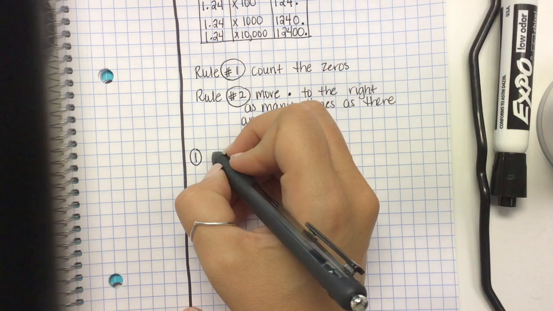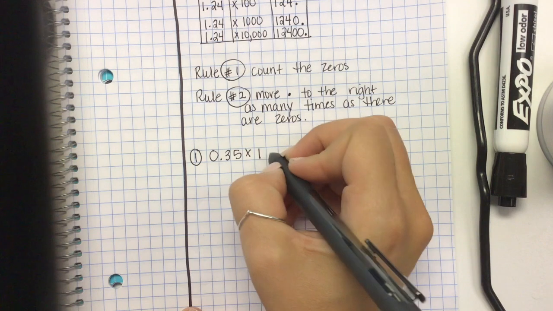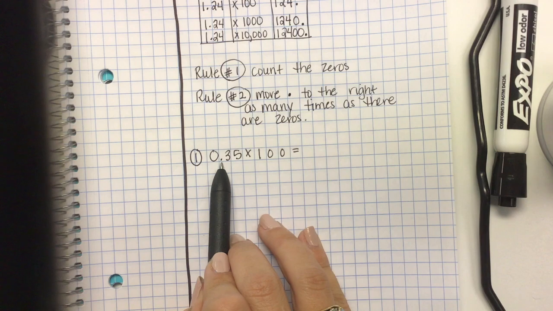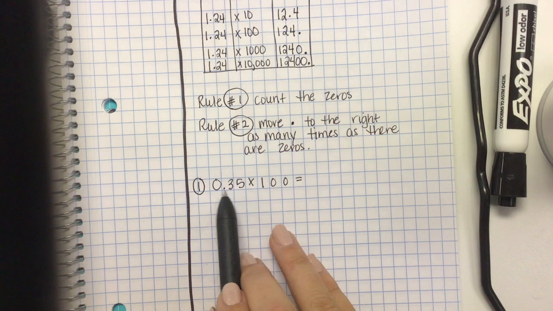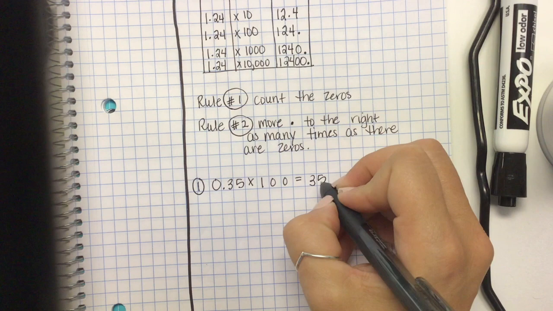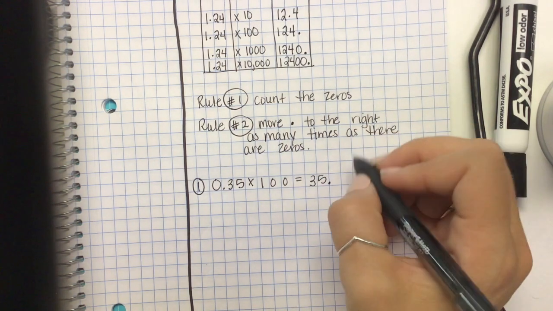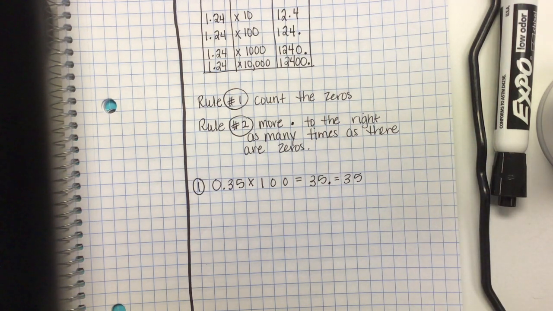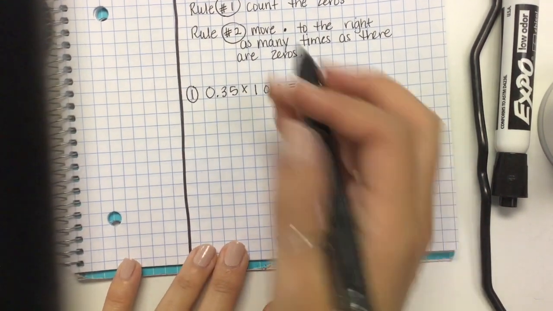find each product. So we have 35 hundredths times 100. Okay, how many zeros do we have? 2. So that means we move the decimal to the right. We follow the rules. Count the zeros. We have 2. Move the decimal to the right as many zeros as there are. 1, 2. So it looks like I have a decimal behind the 35. Now it's a whole number, so you don't technically need to have the decimal there. So it could just be as easy as answering it as 35. Okay, number 2.